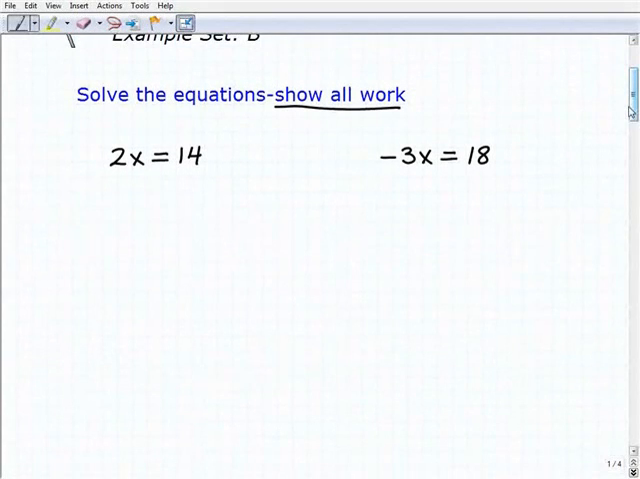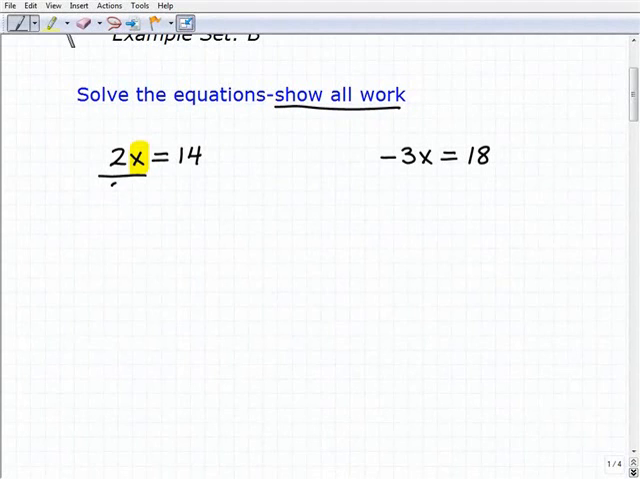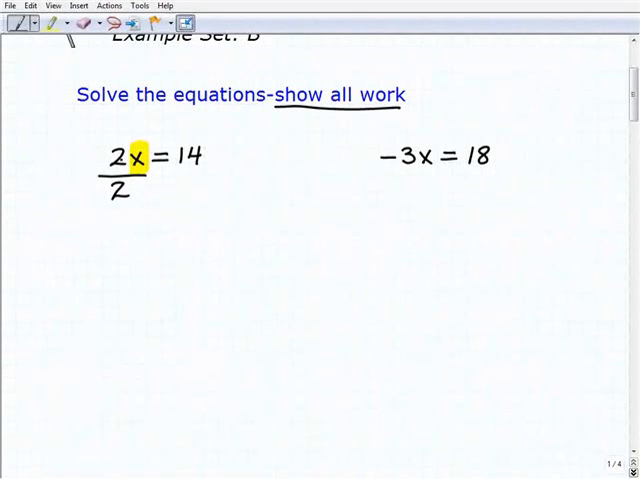So our first one is 2x equals 14. Now what does that mean, 2x? Well, that means multiplication. So that means 2 times x. So if I want to get the x by itself, I have to use the inverse operation when I see multiplication. So that's going to be division. So I'm going to divide both sides of the equation by 2. The reason I'm doing this is because I want to get x by itself. I want to isolate the variable.